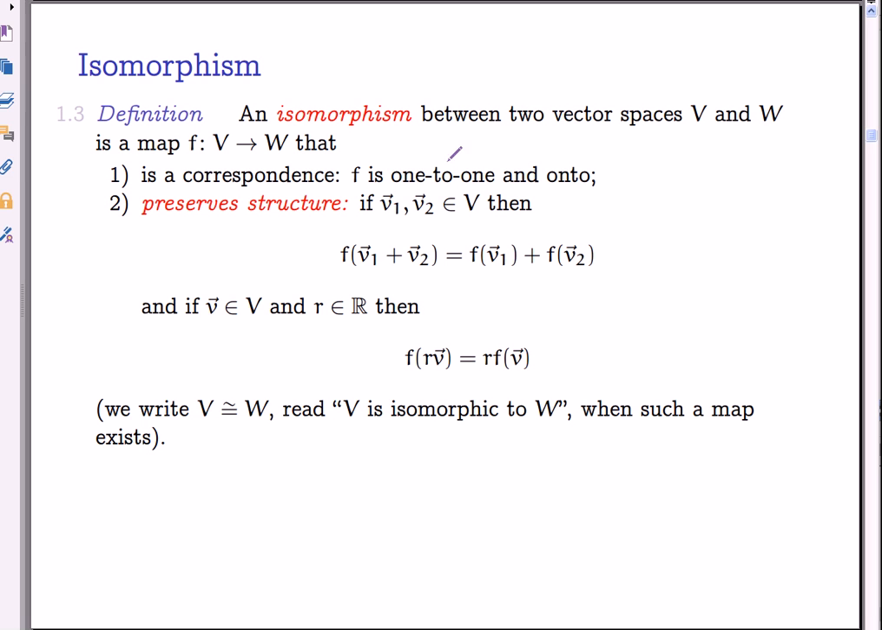Okay, so let's get down to the formal definition of isomorphism. An isomorphism between two vector spaces V and W is a map. We've been calling it an association or correspondence or a function. Those are all the same thing. It's just something that associates with every element in V an element of W. Now, this isomorphism has the following properties. F is 1 to 1 and onto. You may have heard the word bijection. This is actually a bijection.